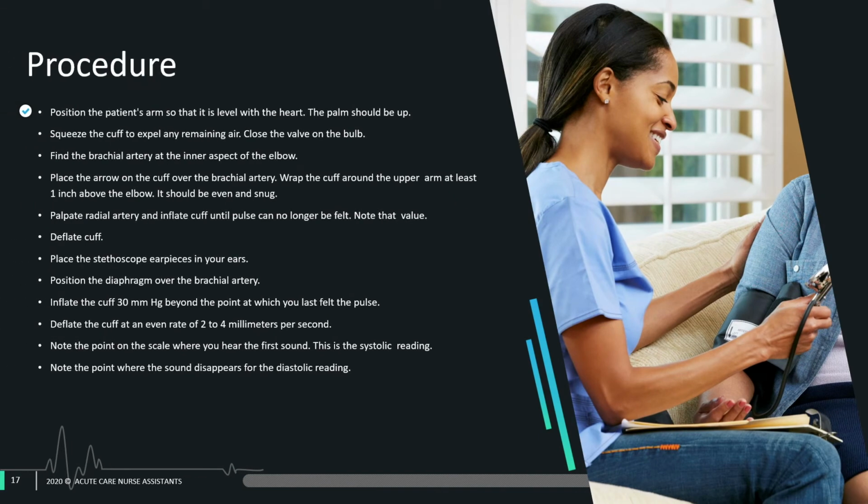Procedure. Position the patient's arm so that it is level with the heart. The palm should be up. Squeeze the cuff to expel any remaining air. Close the valve on the bulb.